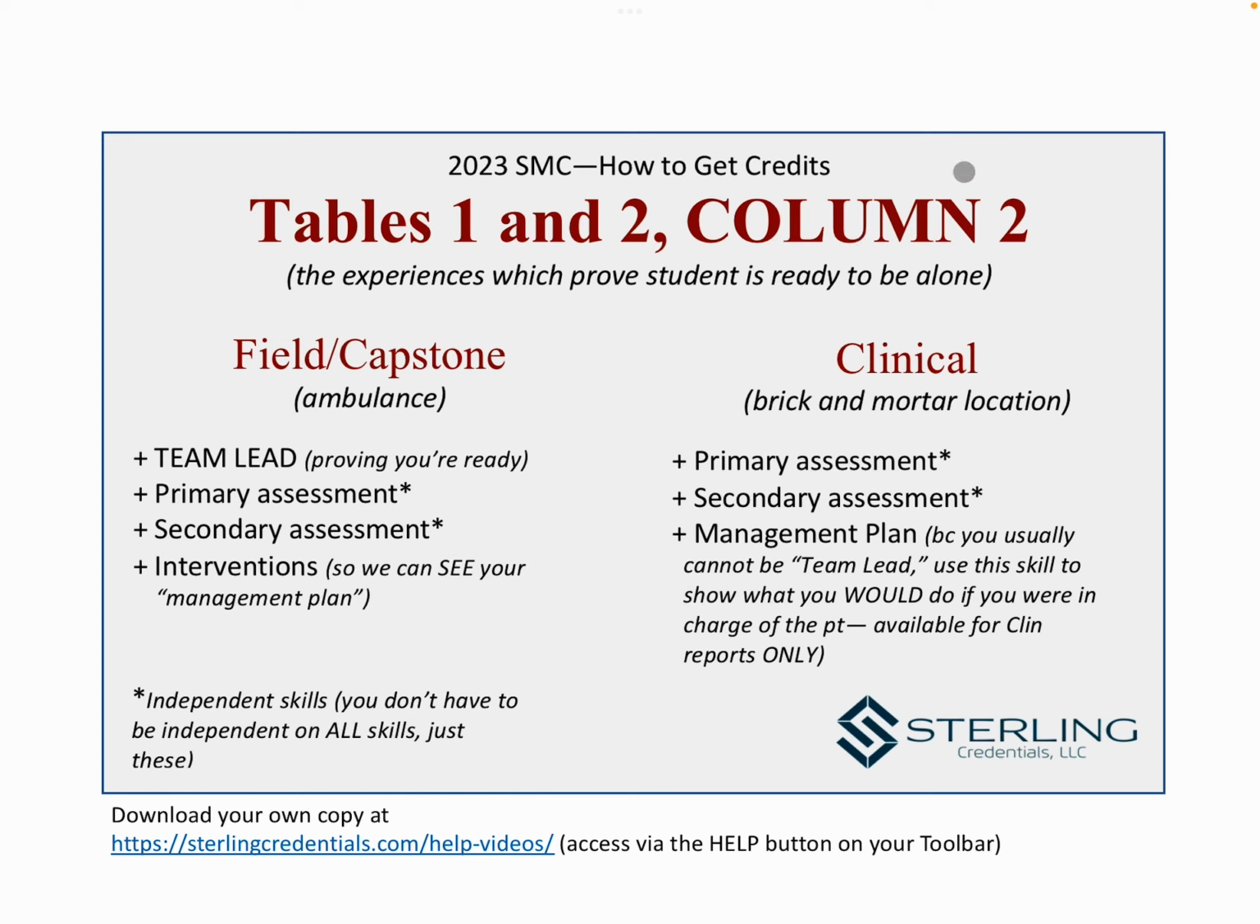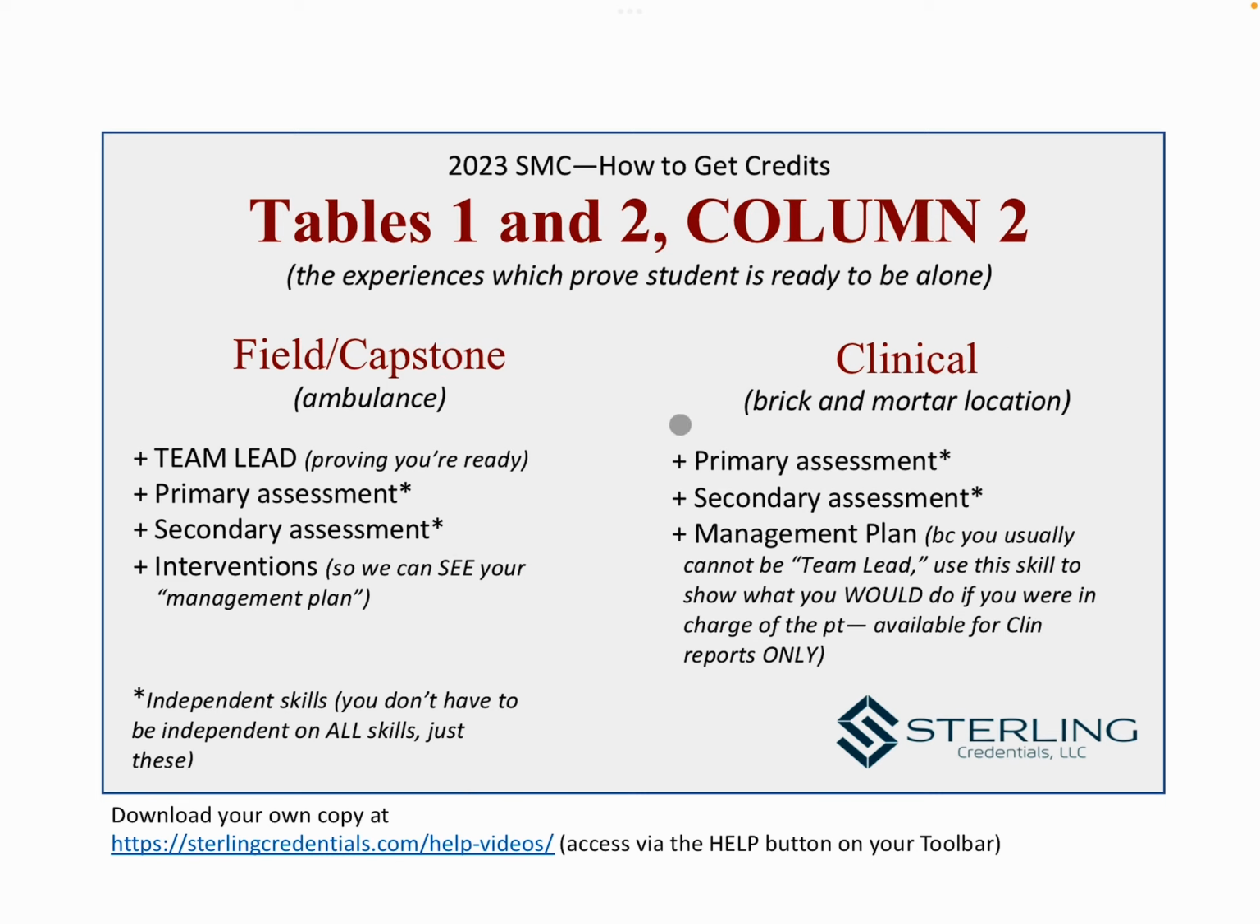What do you have to do to get column 2? I'm ready to be alone. I'm ready to be independent. You have to be a team lead, plus the primary and the secondary and all the interventions so we can see your management plan. Oh, an aside. See these little stars? You have to do independent skills. Remember, on your skills, you can be an observer, you can be training, or you can be independent. In these 2 skills, at least, you have to be independent. If you end up having to cut somebody's throat and they help you with that, that's okay. But we have to see you independent on your primary and secondary.